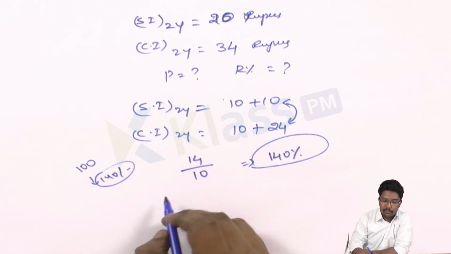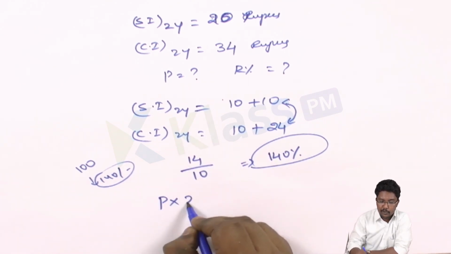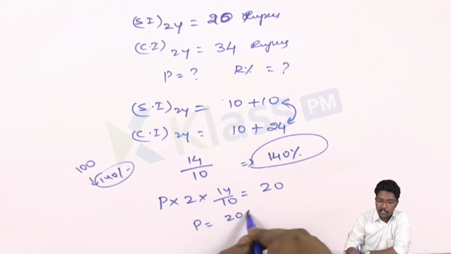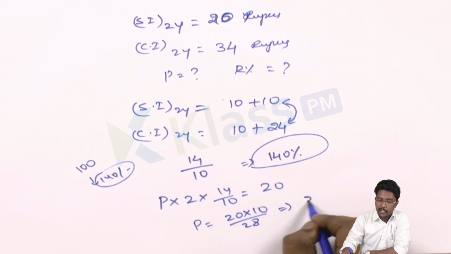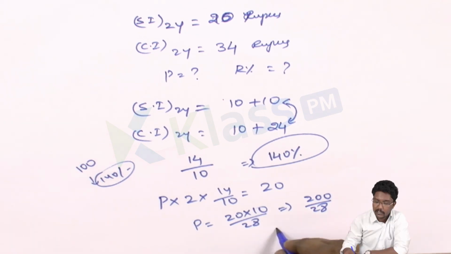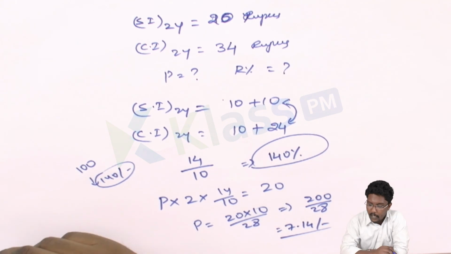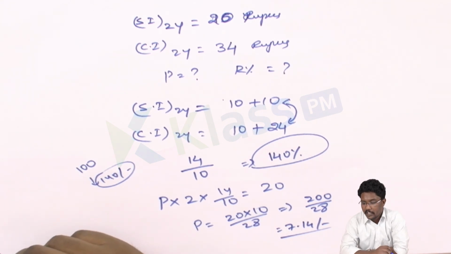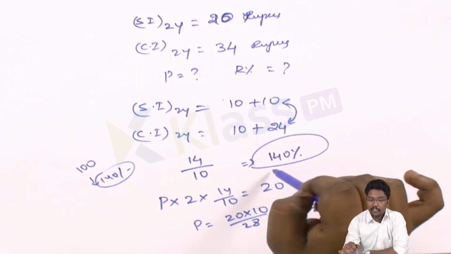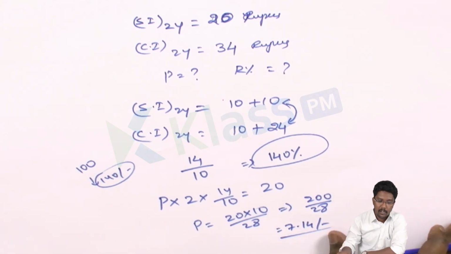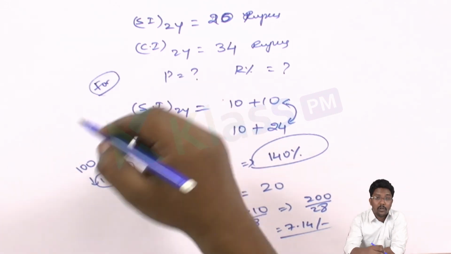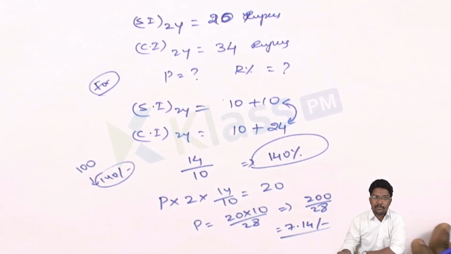So use this in the formula. Principal, T means 2 years, 14 by 10, equal to 20 rupees. So principal equal to 20 into 10 by 28. It is 200 by 28, which is 7.14 rupees. So I took 7 rupees 14 paisa as the initial amount, but I am paying a total of 20 rupees as interest, because my rate of interest is 140%. For this type of problems, don't use the formula method and don't try to derive new formulas. Use the basic concepts. Thank you.